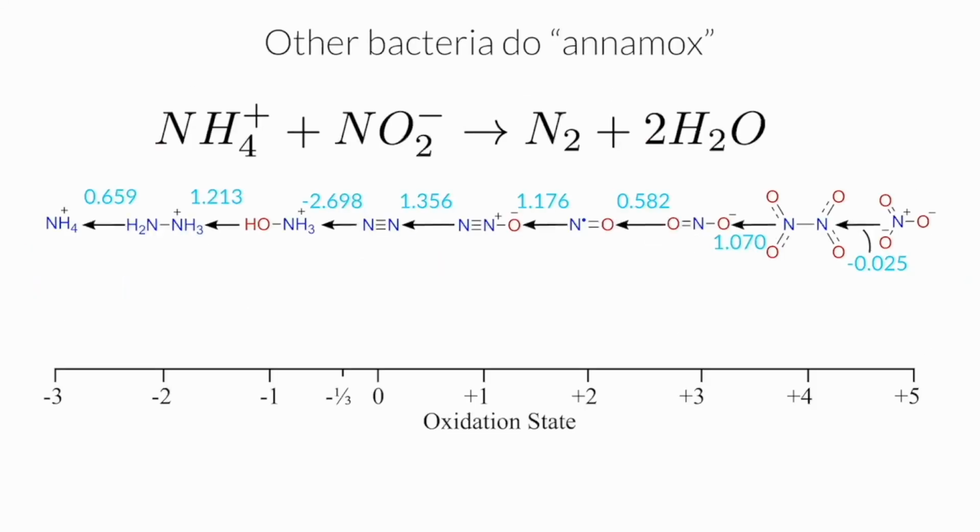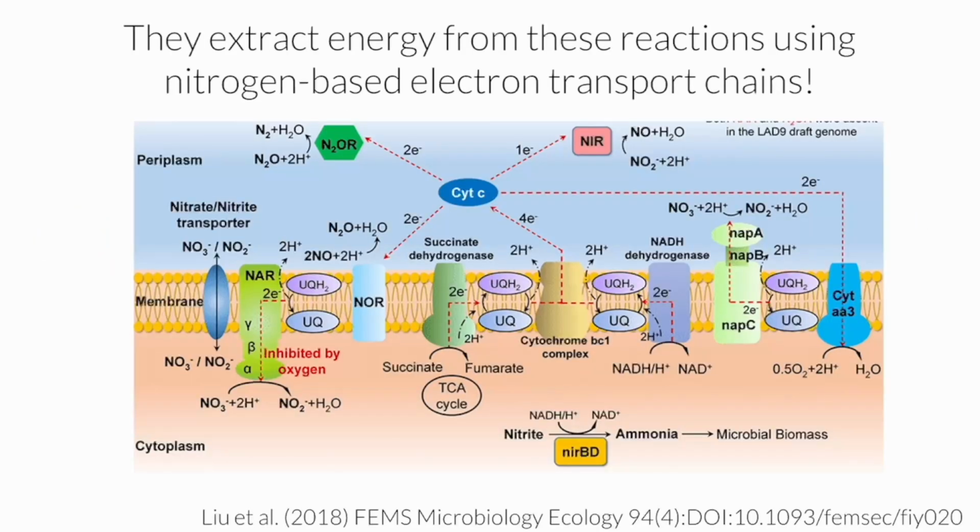Other bacteria do an anammox reaction. So in this anammox reaction, what we're doing is we're taking an ammonia and a nitrite, and we are putting it into an N2 form. So basically, we are taking this molecule here, and we are moving electrons onto this molecule here, which generates molecular nitrogen. Also energetically favorable if you work through all these standard state reduction potentials. And the way that they extract energy from these is actually the same as we see for other metabolic things, particularly with oxygen, is they extract energy using nitrogen-based redox chains.